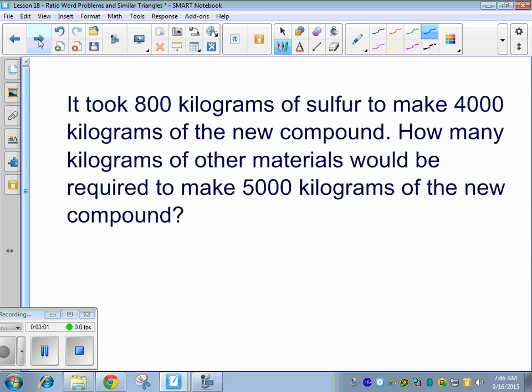Again, you might see something really similar to this on Wednesday of next week. All right. It took 800 kilograms of sulfur to make 4,000 kilograms of the new compound. How many kilograms of other materials would be required to make 5,000 kilograms of the new compound? So we're going to start with a ratio box.